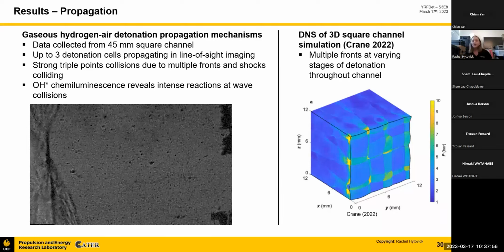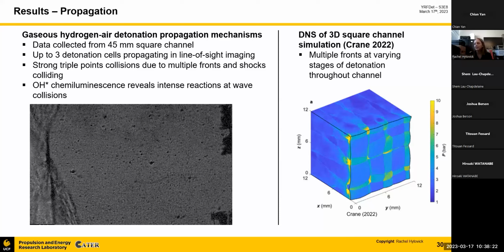So then finally going into propagation. Part of our understanding of propagation is wanting to know more what's happening on the cellular front of the detonation. So we're looking at these hotspot ignitions. We also were seeing some detonation cases where we're seeing this really strong reaction happening. And then this data that I'm about to show here is taken from a 45mm square channel. So we are taking up to 3 detonation cells propagating in line of sight imaging.